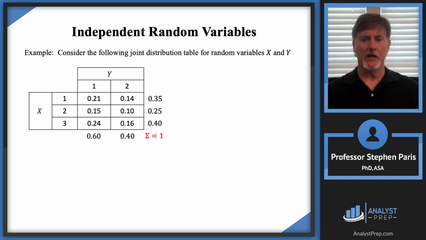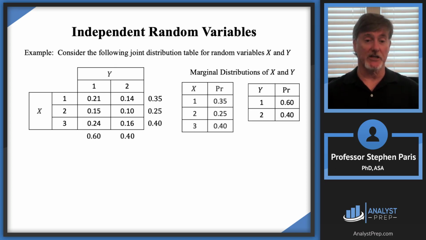Everything's consistent. And so I can actually just list out the marginal distributions for cap X and cap Y. Again, cap X could be a 1, 2, or 3 with probabilities 0.35, 0.25, and 0.4. And cap Y could be either a 1 or a 2 with probabilities 0.6 and 0.4. And I could even do some conditional probabilities which give rise to the conditional distributions.